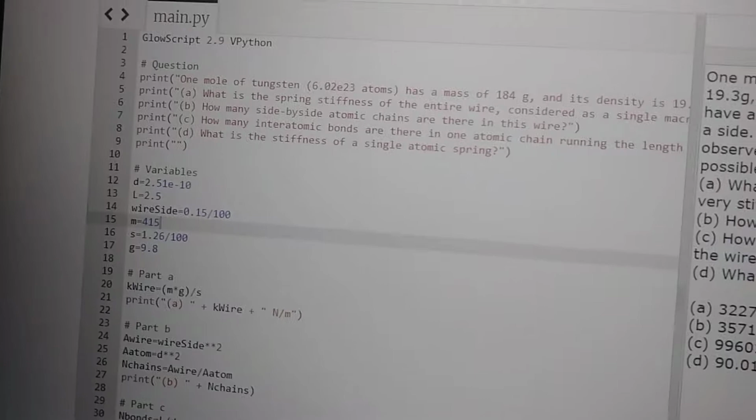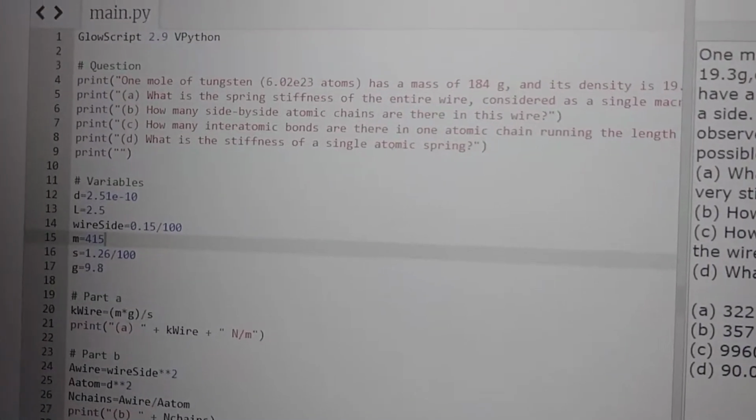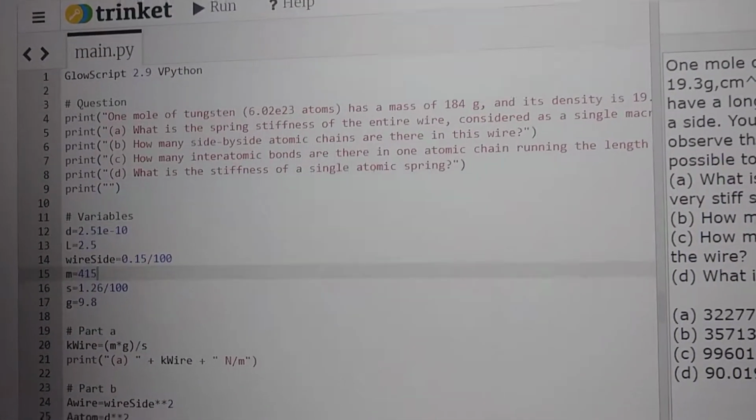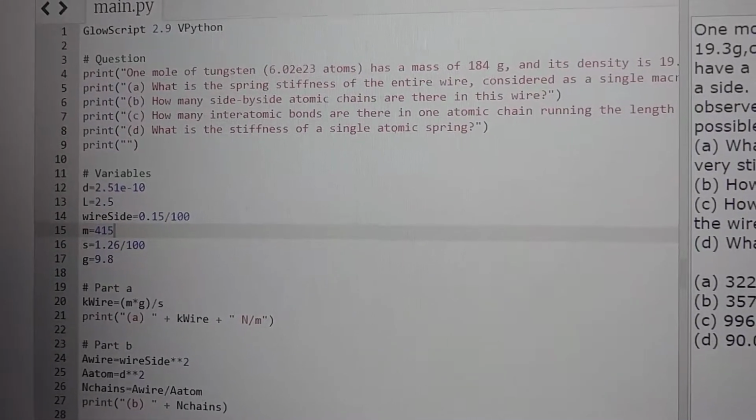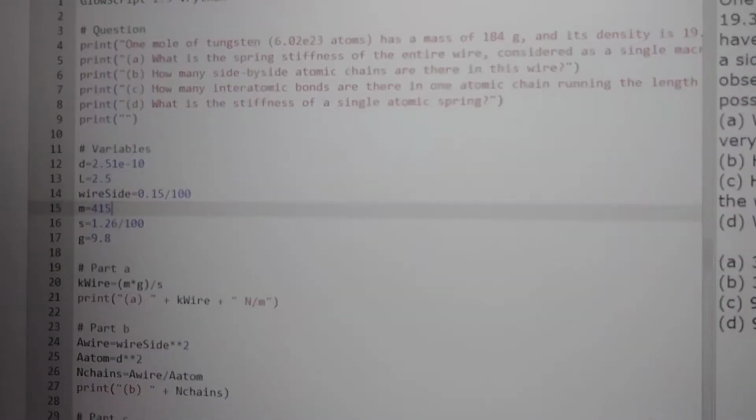And this is the code. The first section just copies the question. The second section initializes the variables in the question.